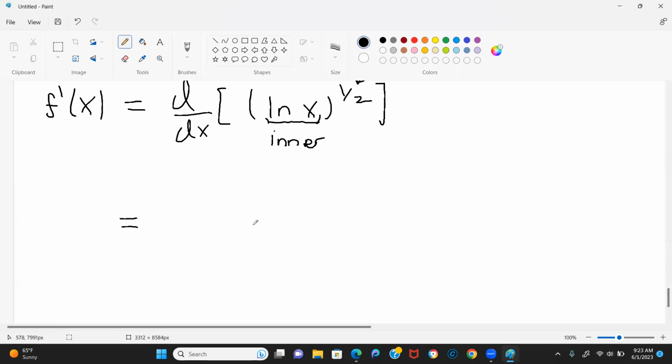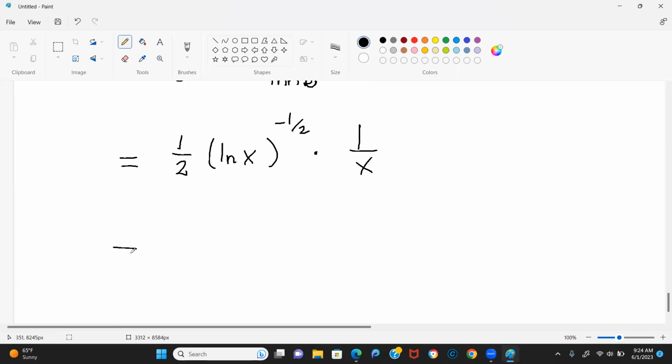So according to the chain rule, I take the derivative of the outside function. So I'm taking basically the derivative of x to the 1/2. And by the power rule, you bring the power down, and then you reduce the power by 1. So you subtract 1 from 1/2, you get negative 1/2. But the chain rule says now you have to compose that with the inner function. That is, you have to evaluate it at the inner function. And now you multiply by the derivative of the inner function, which is simply 1 over x. And then we can rewrite this as follows: 1 over 2x times square root of ln of x.